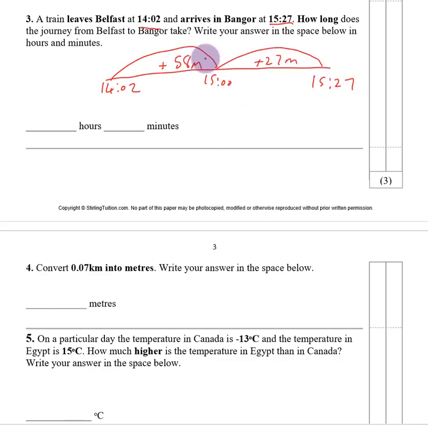So in total, we've got 58 add 27, which gives us 15, and then carry our 1, and then 5 add 1 add 2 gives me my 8. But it needs to be in hours and minutes. So if we take away the 60 from this, that'll be 1 hour away from it, and that'll leave us with how many minutes are left over. So it's 1 hour and 25 minutes.